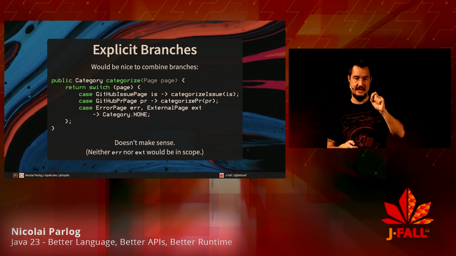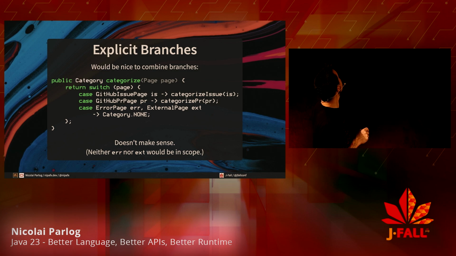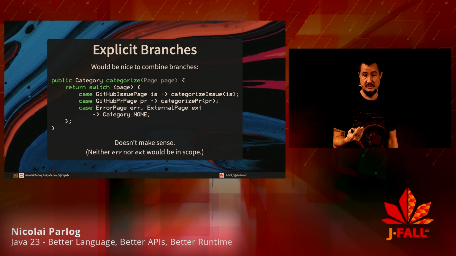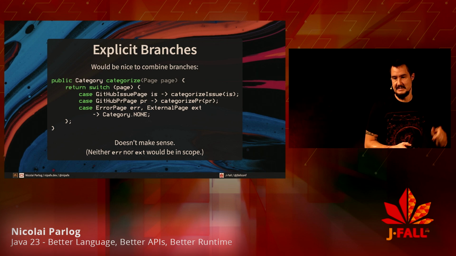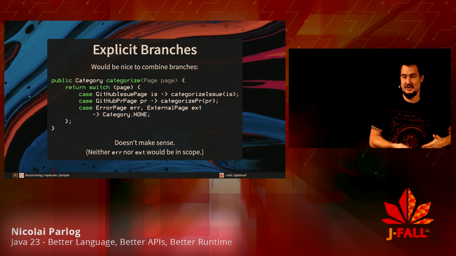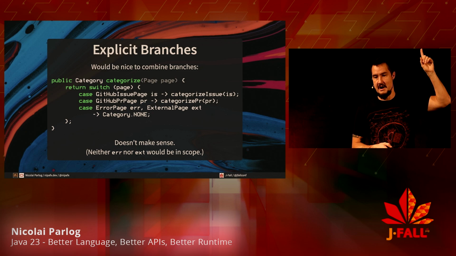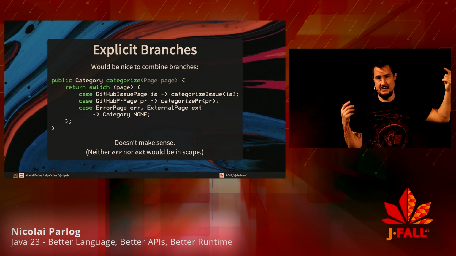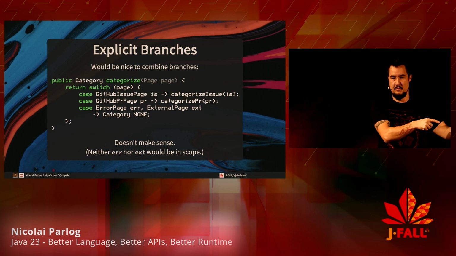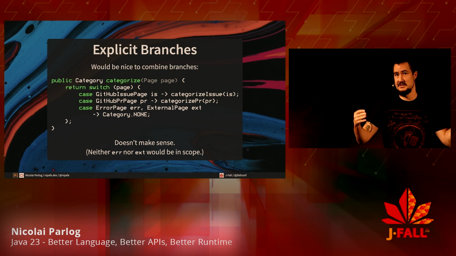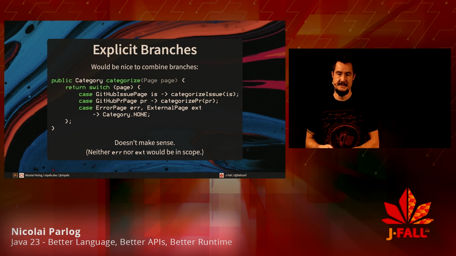So when you write something like GitHub PR page PR, like you have here, what this means is on the right-hand side, the variable PR is usable because apparently it's a GitHub pull request page. But if you have this comma there, it says if it's an error page or an external page, then do category none. So which of those variables can you use, err or ext? And the answer is none. Because if you want to use the one, it could have been the other case that triggered this branch. So this doesn't work.